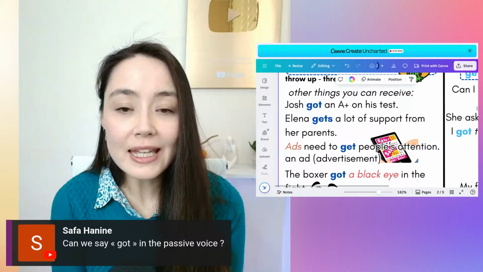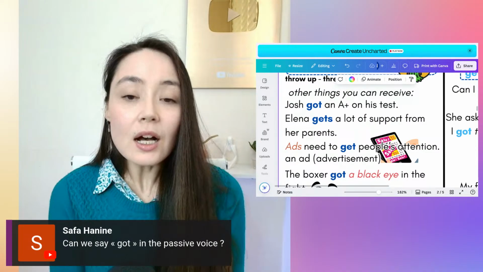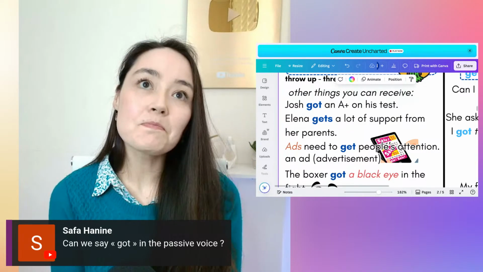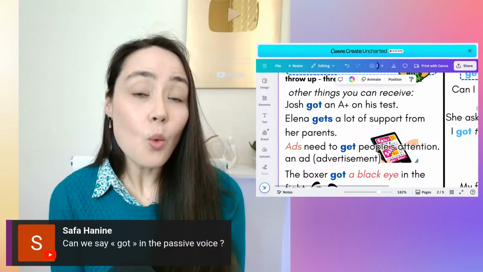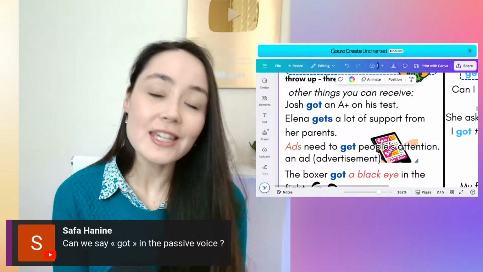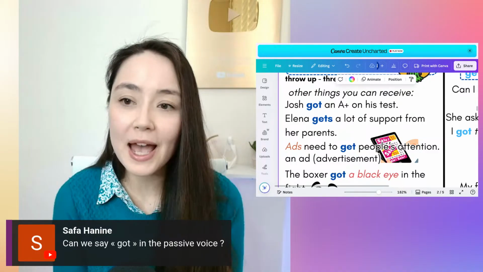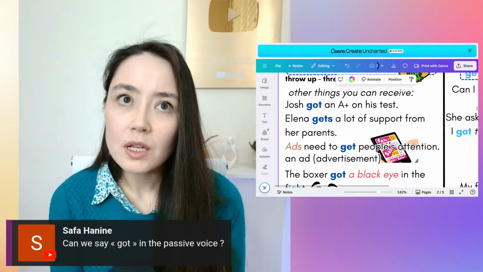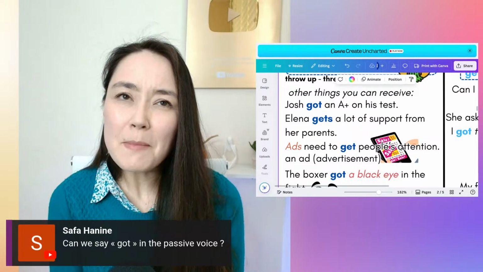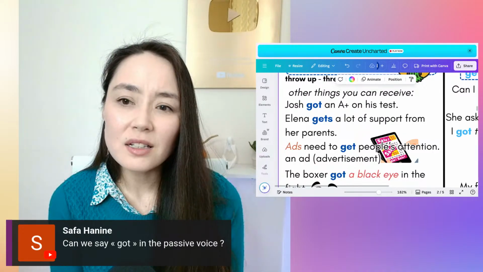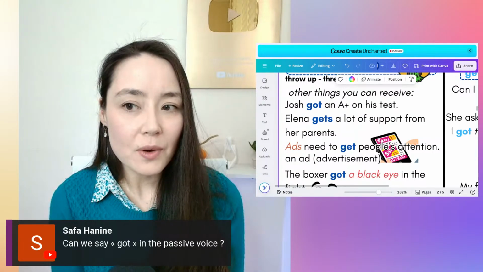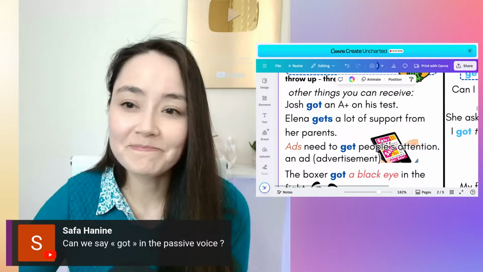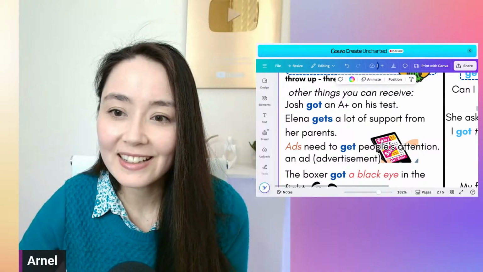Safa, can we say got in the passive voice? There is a form of get that can be used in the passive voice. For example, he was fired or he got fired. Yes, get can be used in a passive form as well. And let me think in other situations. It was gotten. But if it's the main verb, no, it was gotten, it's gotten. No, got would be used to form the passive voice. For example, he got fired, it got canceled. Yeah, that could work. Yeah. Okay, good.